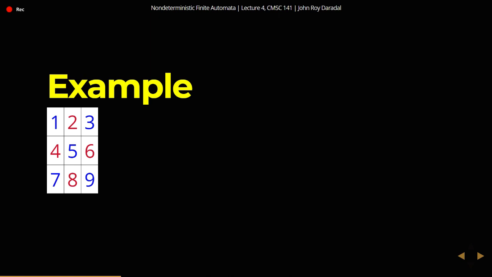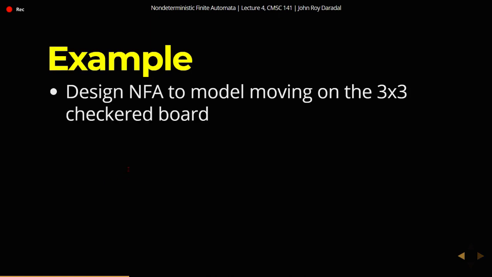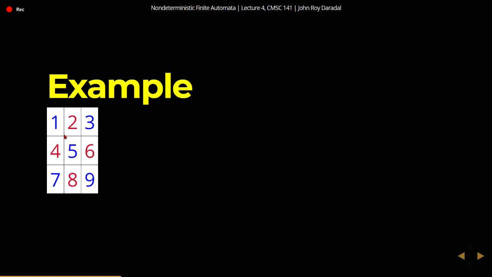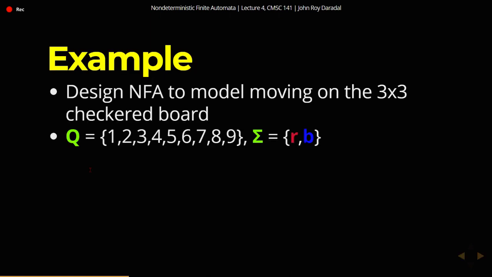We have a colored board here with red and blue numbers. So the odd numbers 1, 3, 5, 7, 9 are colored blue, and the even numbers 2, 4, 6, 8 are colored red. So they are arranged in a 3 by 3 grid, and our goal is to design an NFA to model moving on this 3 by 3 checkered board. And so we have 9 states here, 1 to 9, and then we have two input symbols. We have the red and blue. So red means that you move to an adjacent red square, and blue means you move to an adjacent blue square. Okay.